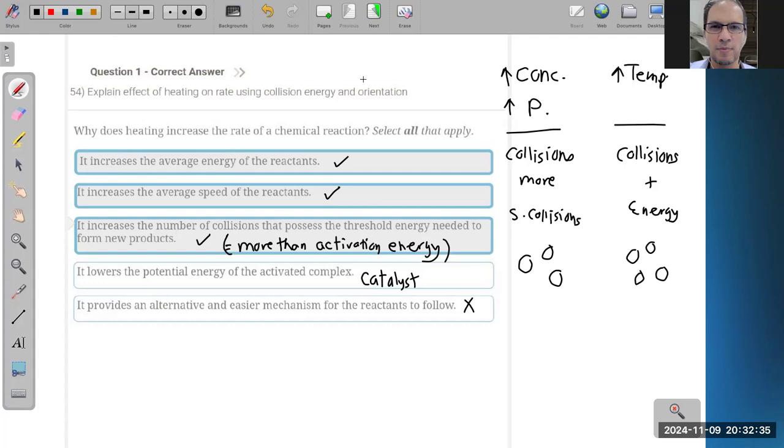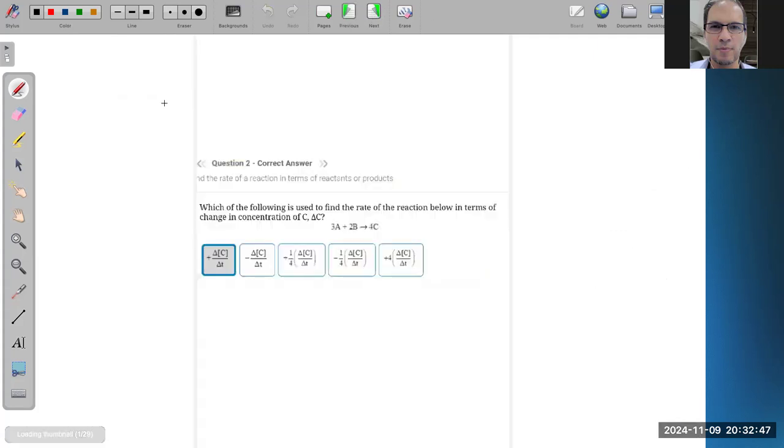So again, for the last time, please take care. If you are talking about temperature, don't only speak about the collisions. You have to mention the collisions and that the energy of the particles is now enough to be more than the activation energy.